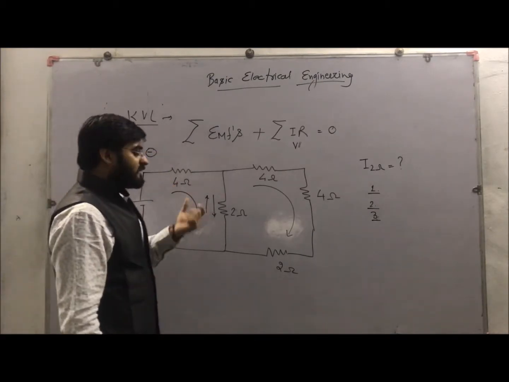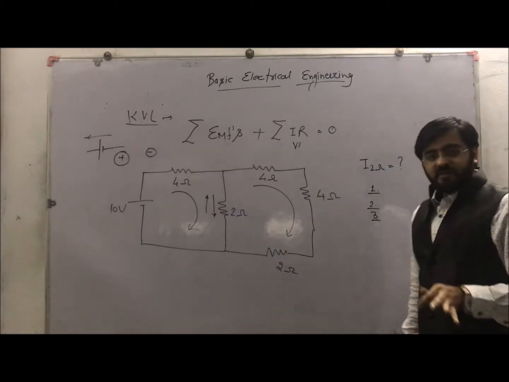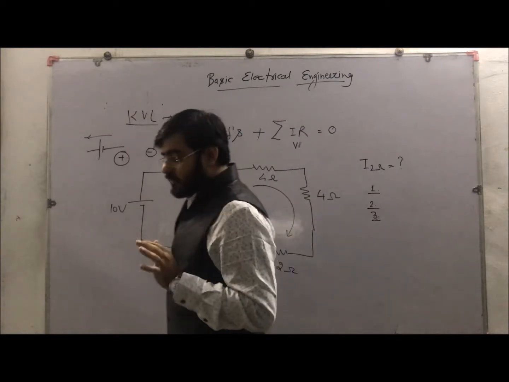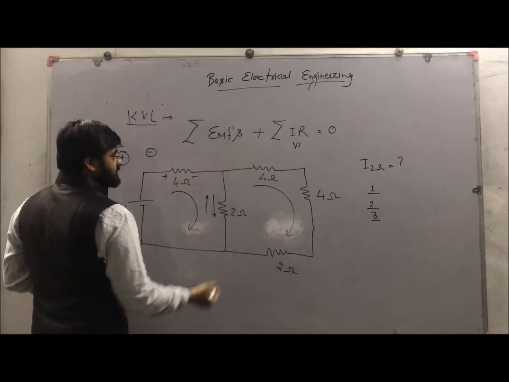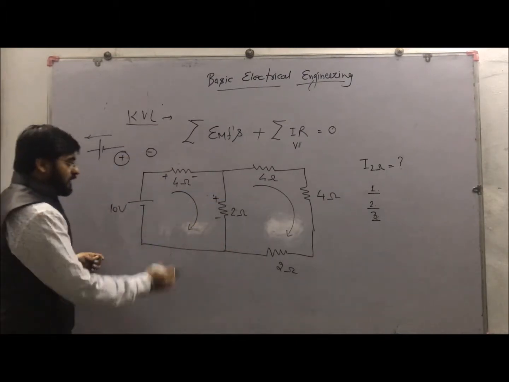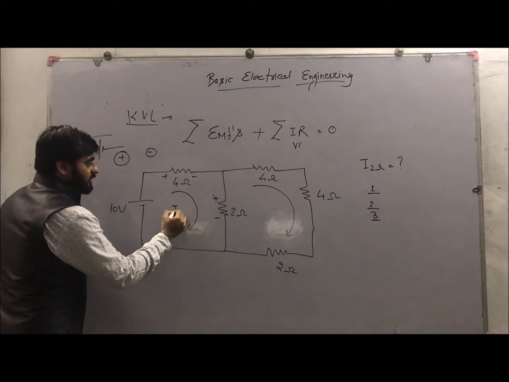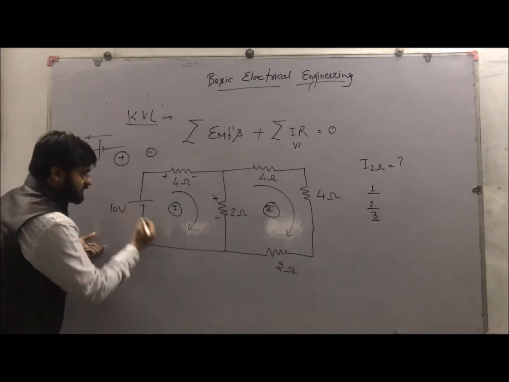All the resistances are passive elements, so in every resistance there is always a voltage drop. So this is the positive terminal, this is the negative terminal, this is the positive terminal, this is the negative terminal. So if I apply the mesh analysis in mesh 1, what is this?